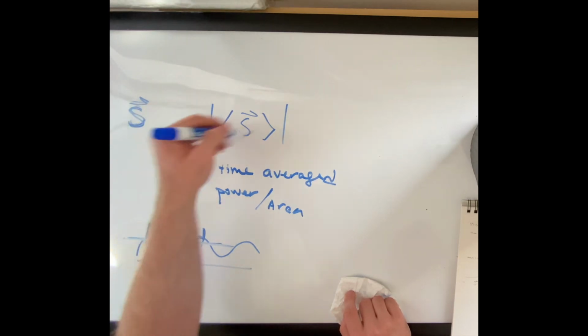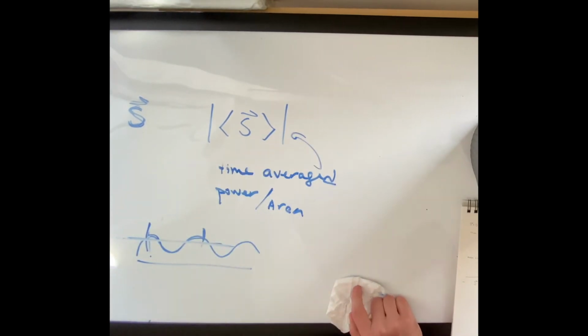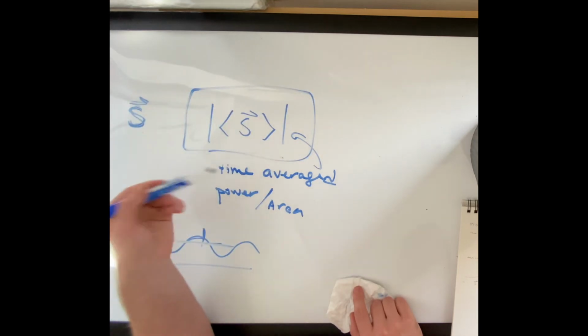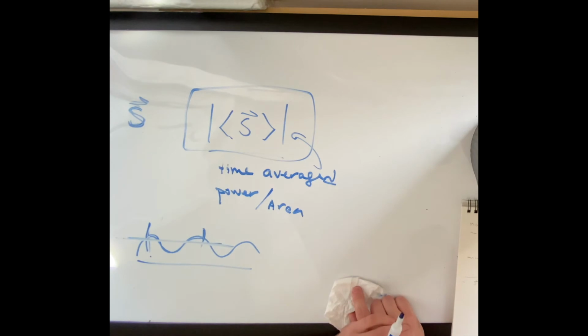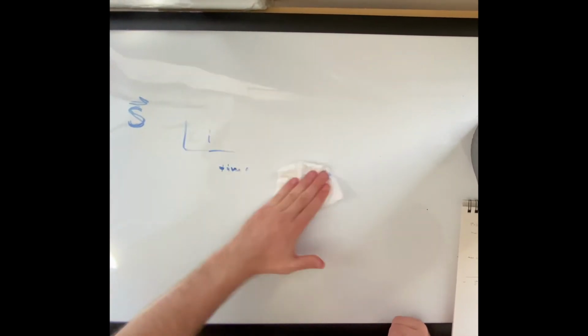And then again, you have to take the magnitude because it's in general a complex number. So this is the time average power per unit area. If you want to do anything with it, this is the symbol they would use. I'm putting another box around it, but this means time average, this means magnitude. So that's what you'd actually compute if you wanted a real number value for the time averaged power per unit area. Okay.